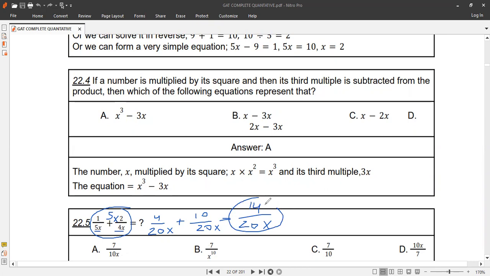Let me simplify by 2, up and down. It equals 7 over 10x. So this is the answer. Here 14 divided by 2 equals 7, and 20x divided by 2 equals 10x. Now let me go to another question.